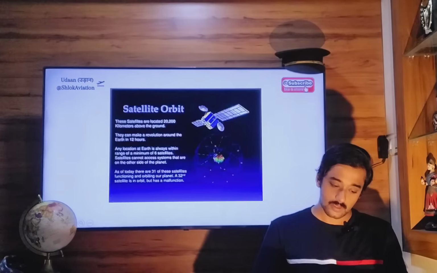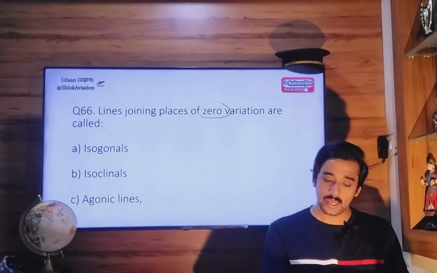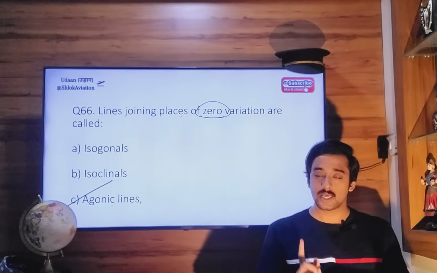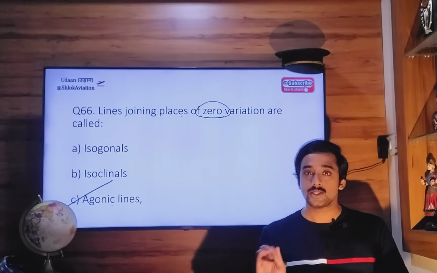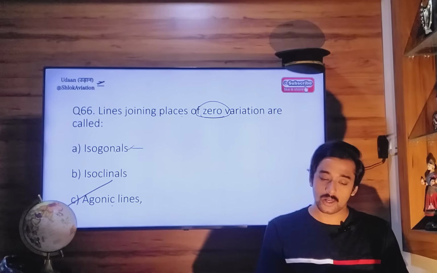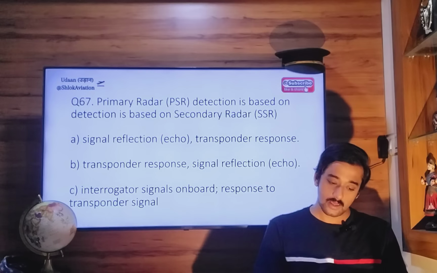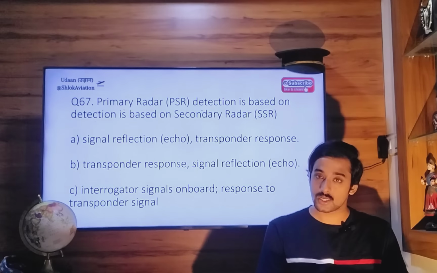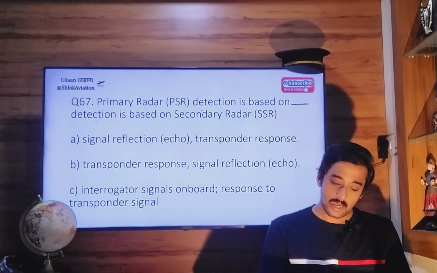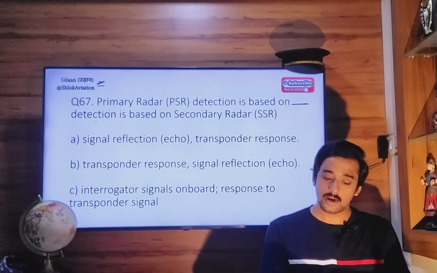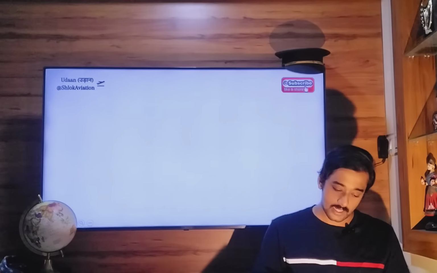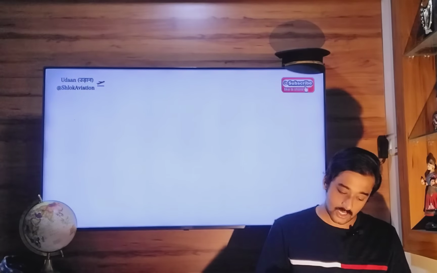Very important. Lines joining places of zero variation are called isogonals, isoclinals, or agonic lines. So agonic lines are lines of zero variation. Lines of equal variation value, any variation value other than zero, are called isogonal lines. Next, 67. Primary radar detection is based on dash detection, and secondary radar is based on what detection. Okay, so remember, primary surveillance radar. Let's say this is your primary surveillance radar on the ground.